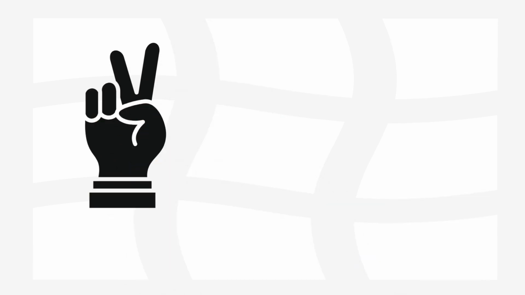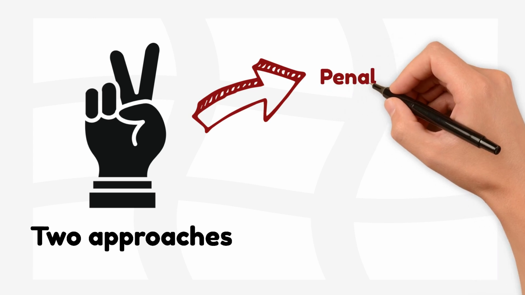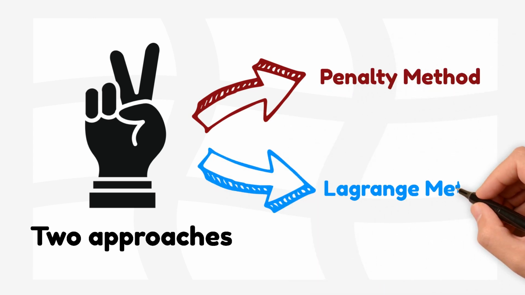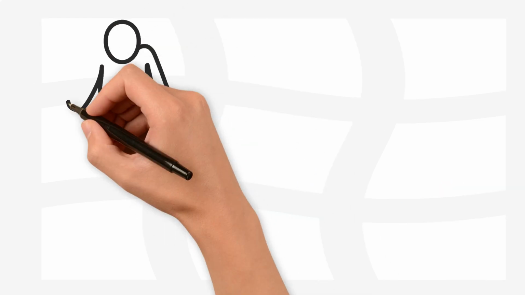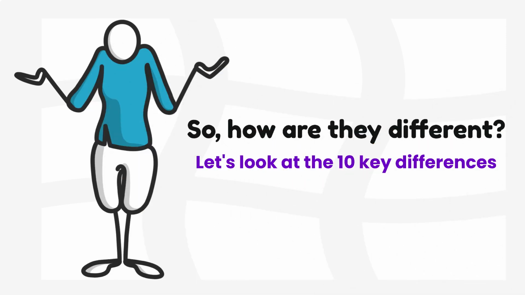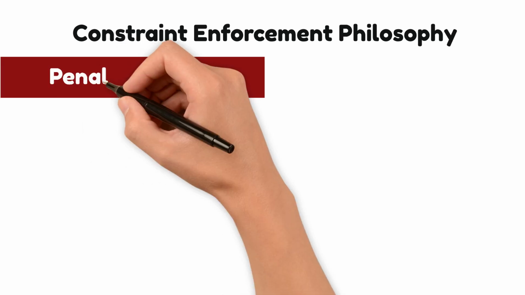To overcome these challenges, we typically use one of the two main approaches in finite element analysis. It's either the penalty method or the Lagrange multiplier method. Each has its own strengths, trade-offs, and ideal use cases. So the biggest question is, how exactly are the penalty and Lagrange methods different? Let's break it down into 10 key differences so you can clearly see when and why to choose one over the other. So let's first start with the core philosophy.